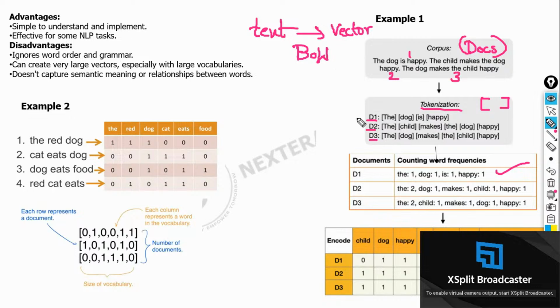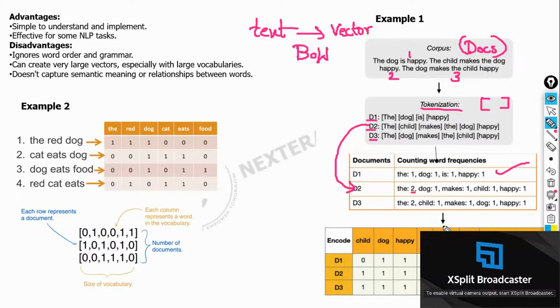So in the same way, can I do it for document 2? Yes. The dog. What is the count of the? 1 here and 1 here. So that is the reason I see 2. Then child 1, makes 1, dog 1. Happy, the count is 1. So you are going to simply encode the text. Whatever the text that you have, you're going to encode.